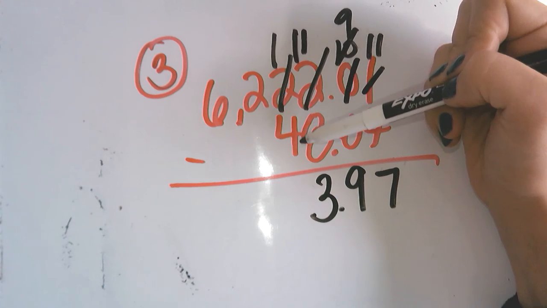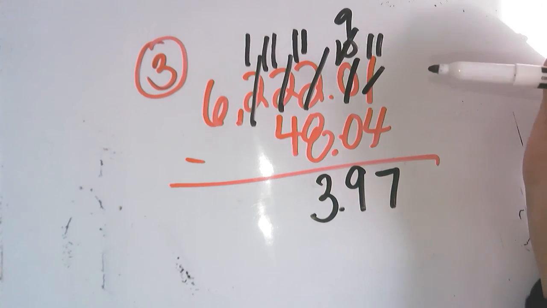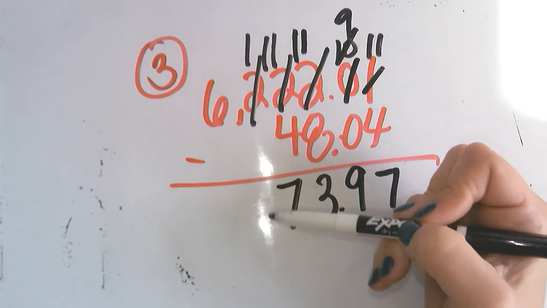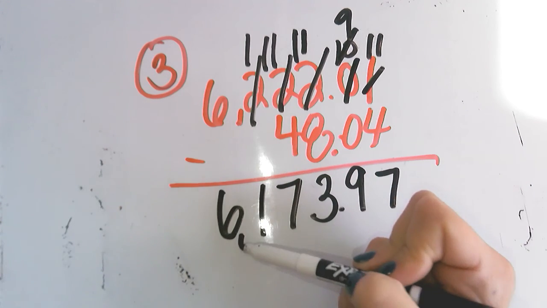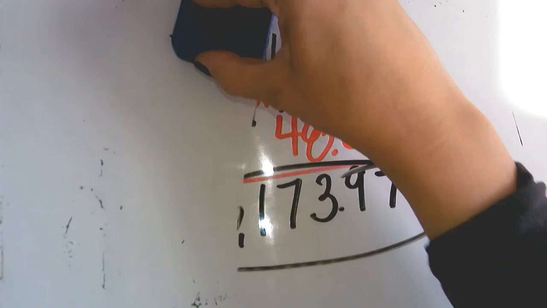Now I have 1 minus 4. Again, I must regroup. Cross out the 2, make it into a 1, add your 10. 11 minus 4 is 7. 1 minus nothing is 1, and 6 minus nothing is 6. So you get 6,173 and 97 hundredths. So that's number 3. And the next example I'll go over is going to be number 4.